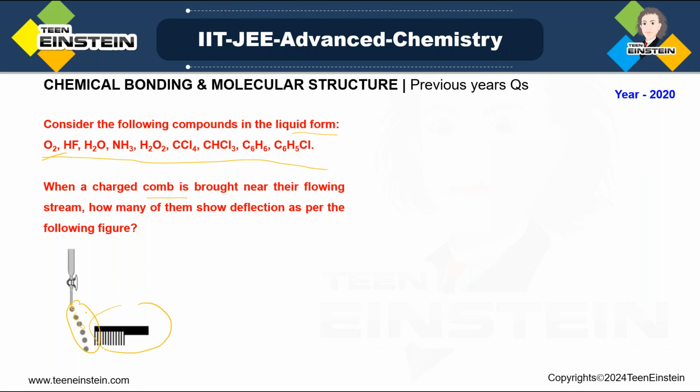Okay, so it is simply asking out of these molecules, how many are polar and how many are non-polar, and that you can understand by understanding the dipole moment. So one by one we have to do the dipole moment checking. For O2, it is simply homonuclear diatomic. It will not be polar, right? Then HF, yes, this will be polar because between H and F there is a huge difference in electronegativity.